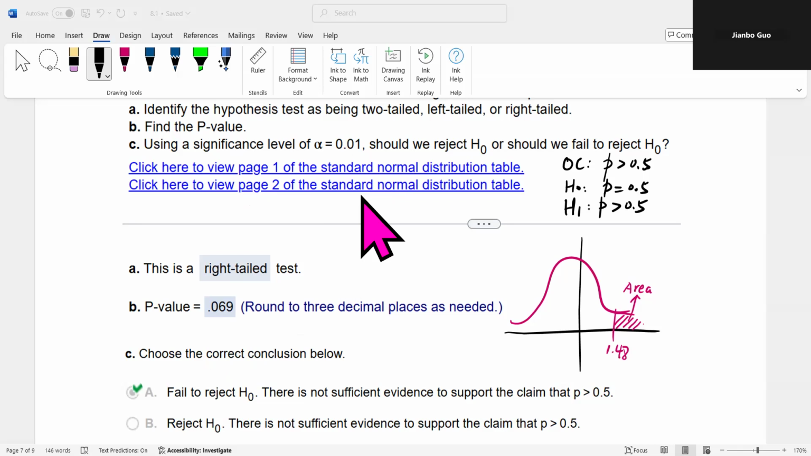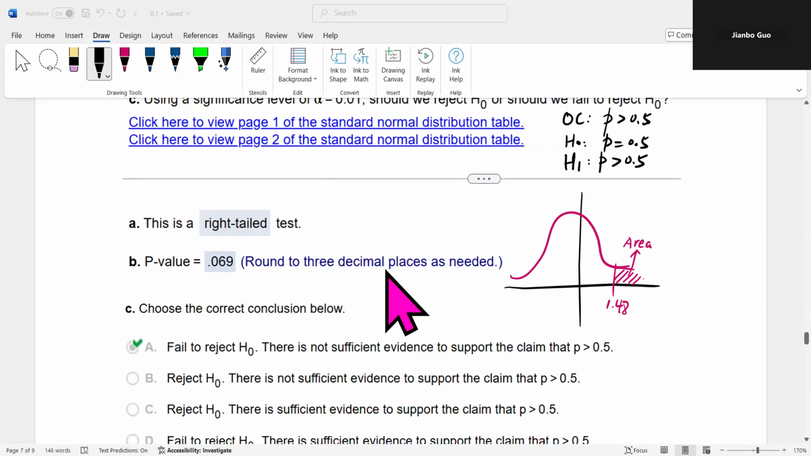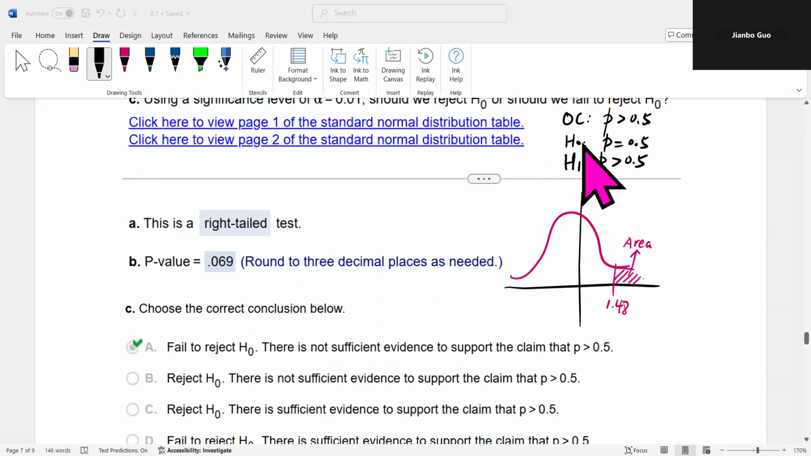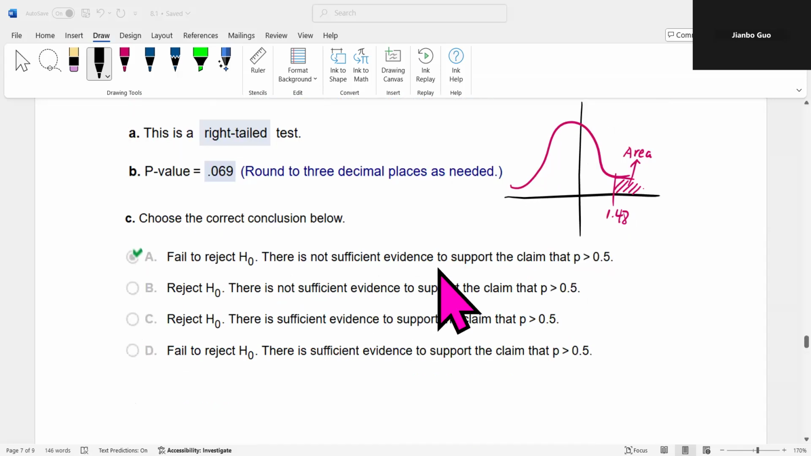And since the p-value is high, remember, p-value is high, null must fly. P-value is low, null must go, right? So now p-value is high, so that means null flies. Null is happy because you fail to reject null. So we choose fail to reject null. Fail to reject null means you cannot support the alternative. So you have no sufficient evidence to support the alternative, which is the original claim.